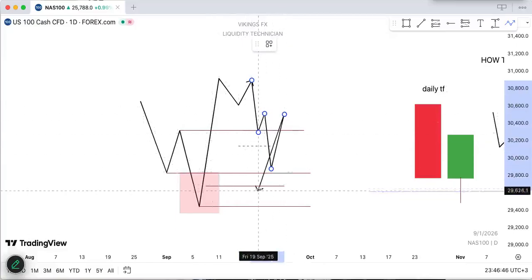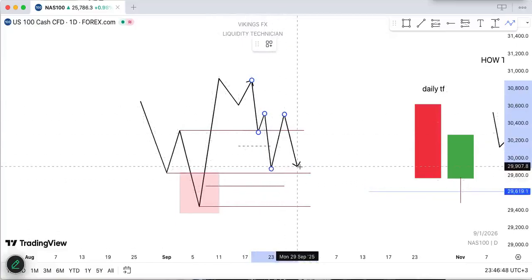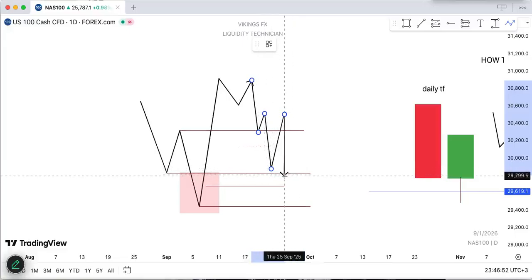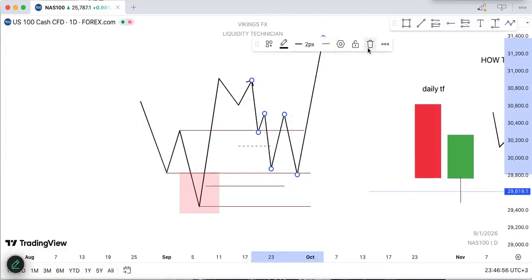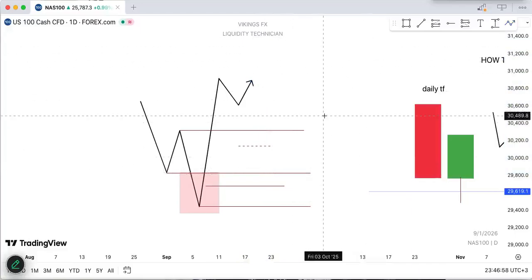So here you will wait for price to take out this engineered liquidity, enter off the next key level after price taking out the inducement or liquidity, and then you target where you have to target. So that is the second scenario. Hopefully I'm done with the second scenario.